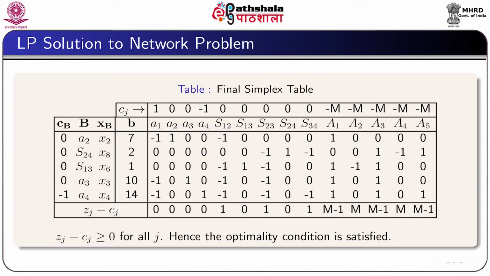Finally, we can get the iteration as shown in the slide. We see that in the basis we have the vectors a2, s24, s13, a3 and a4. zj minus cj is greater than or equal to 0 for all j. This indicates that the optimality condition is satisfied. Hence, we can read the solution from this final table.